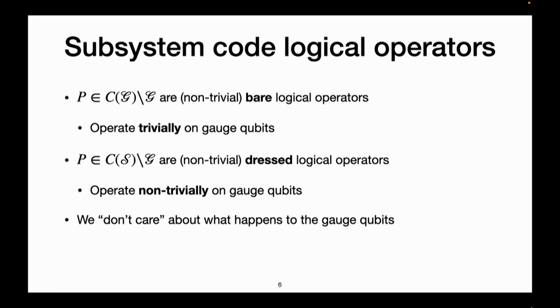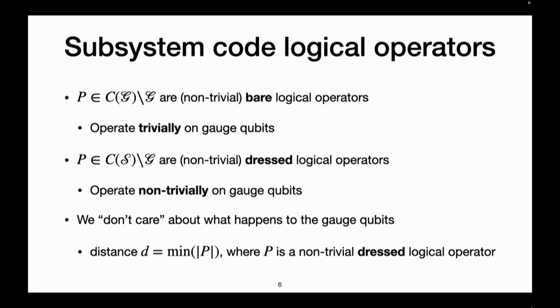Since we don't care about what happens to the gauge qubits, because errors on them just don't matter, the distance of a subsystem code is defined as the minimum weight of a non-trivial dressed logical operator.